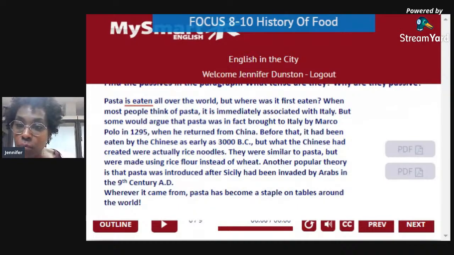Pasta was in fact brought. Very good, Elena. So the next example, was it first eaten? Okay, excellent, Sabrina. Very good. Pasta is eaten, present passive. But where was it first eaten? Past passive.